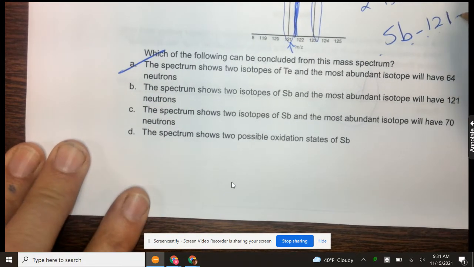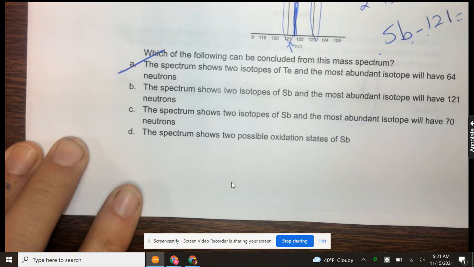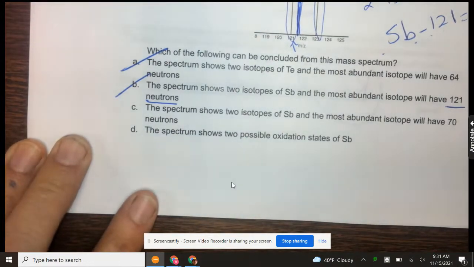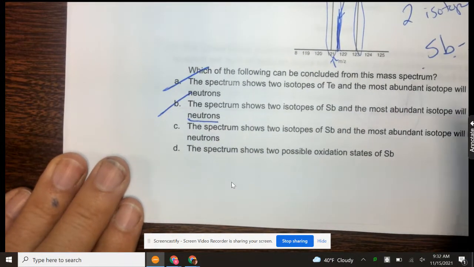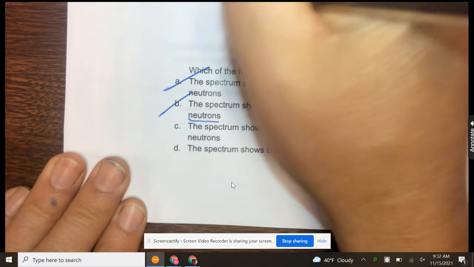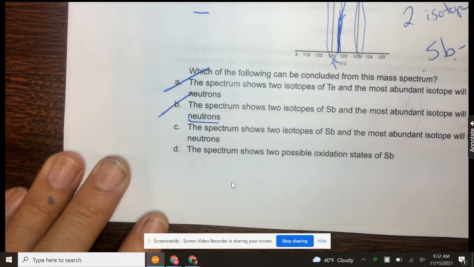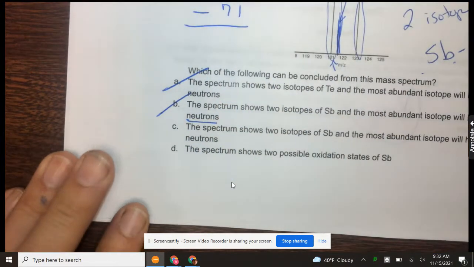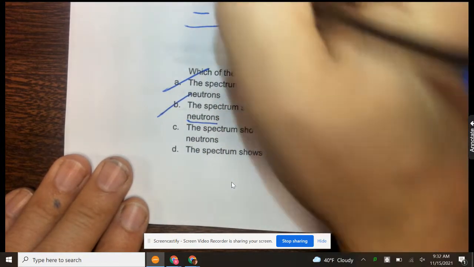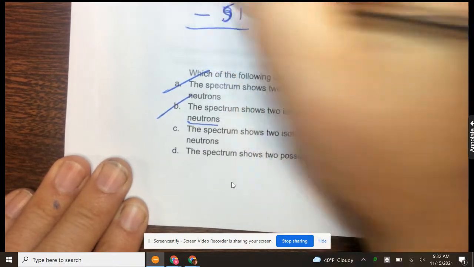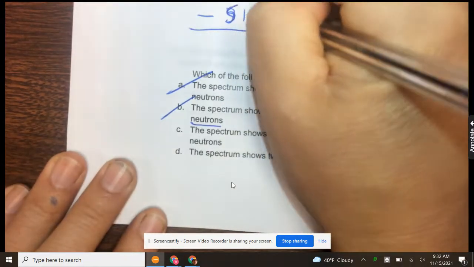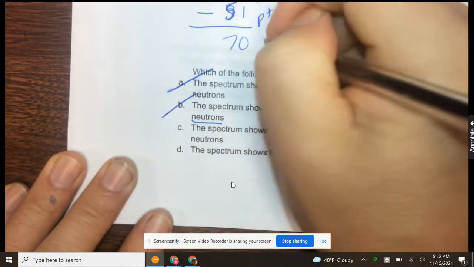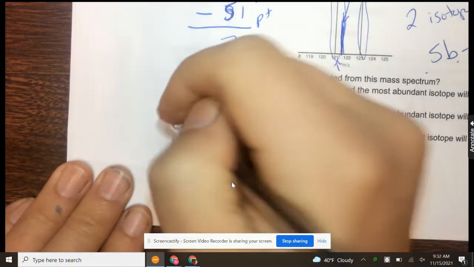The mass is equal to the number of protons plus the neutrons. So this 121 is not the number of neutrons. How many neutrons would it have? Antimony, you would need to subtract its number of protons, which is 71. Oh, no, it's not. It's 51. So that's the number of protons. This is the protons plus the neutrons. You subtract the 51, you'll get 70 neutrons. And that's C.